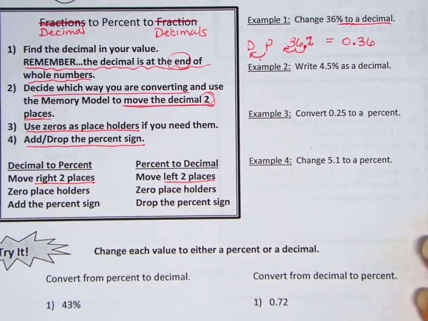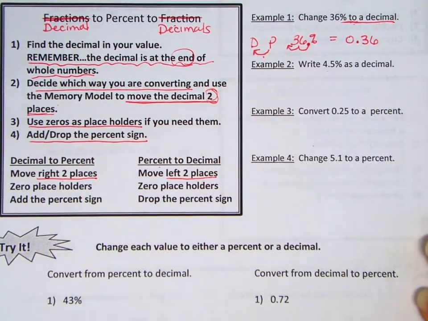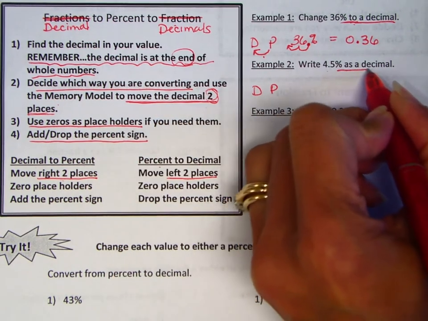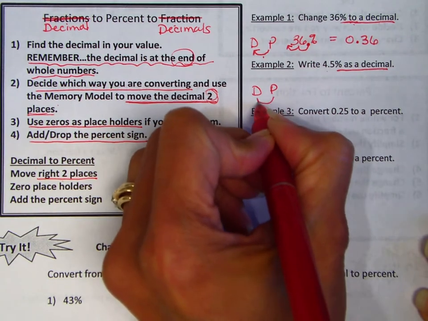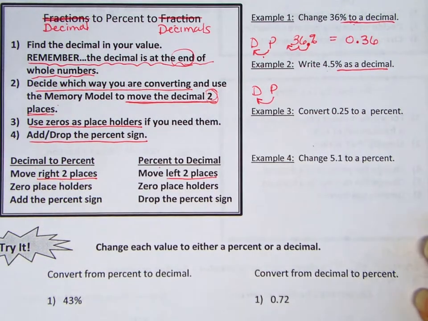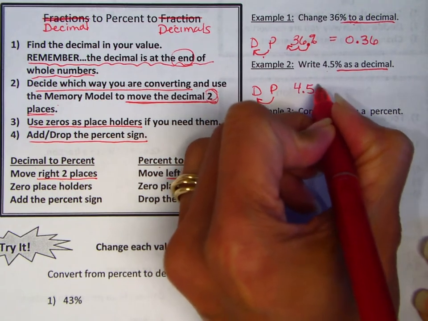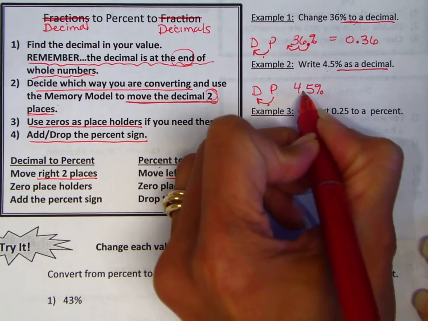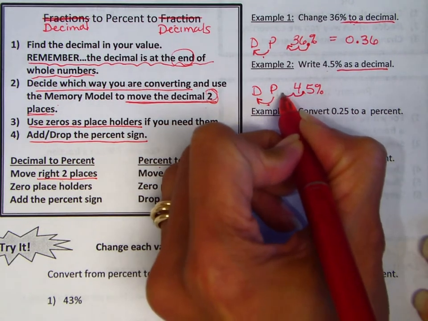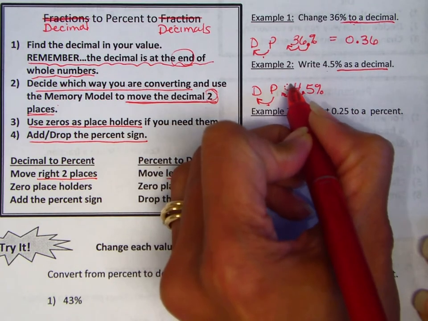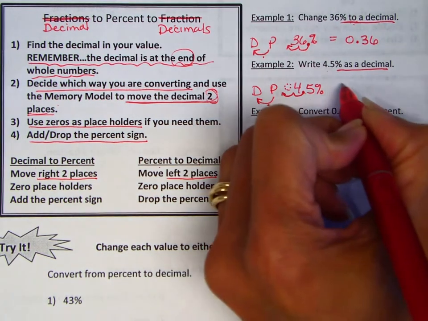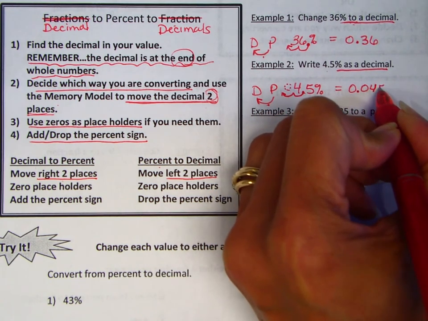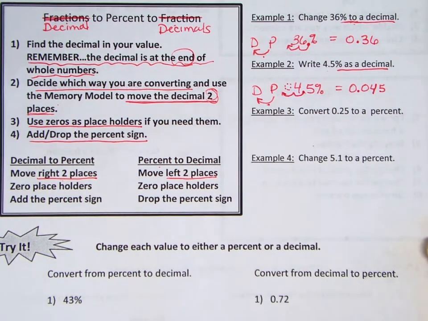Let's try another one. We have 4.5%. Let me draw that memory model. I am going percent to decimals, so I know I'm going to have to move left. Write my percent, I find that decimal, and I'm going to move it left 1, 2 spaces. Now that space that I created, I'm going to have to put a 0 to hold on to that space. So I have 0.045, and I drop that percent sign because I've converted to a decimal.